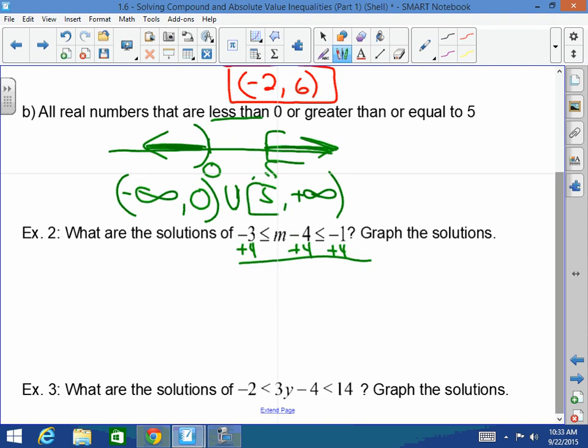So in this particular case, I have negative 3 plus 4, which is 1. My m is now alone, and this equals 3, and I'm done. I have m is greater than or equal to 1 and less than 3. So let's graph it. 0 is my reference point. Here's 1. Here's 3. M is greater than or equal to 1, but less than 3.